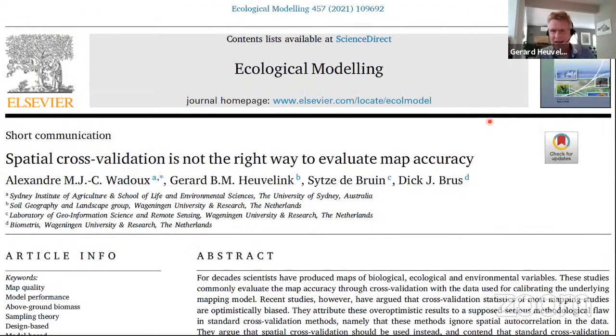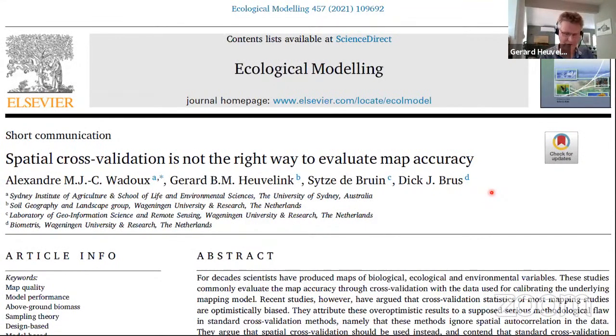Okay, so I recently published a short communication. It's only 5 pages in Ecological Modelling with Alexandre Wadoux as the first author, and also with Dick Brus, whom I already mentioned before, and Sietse de Bruin. And we had a bit of a provoking title, I think: Spatial cross-validation is not the right way to evaluate map accuracy. And we really advocate making use of probability sampling, right?